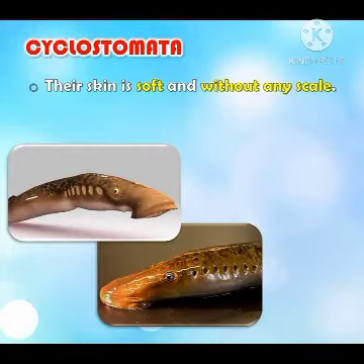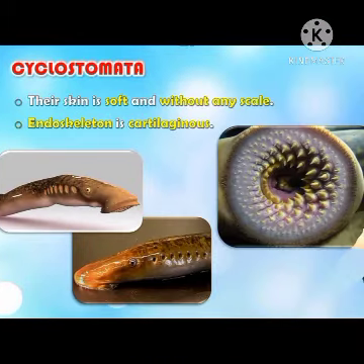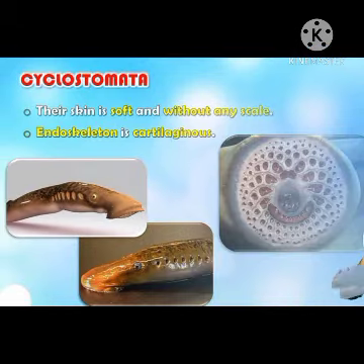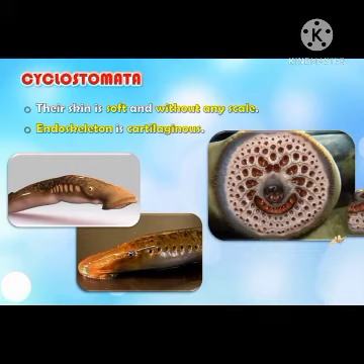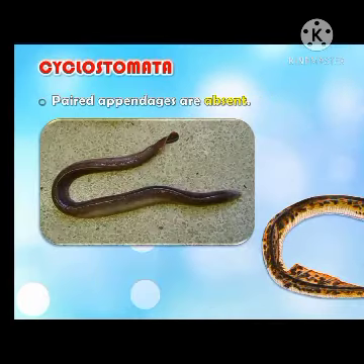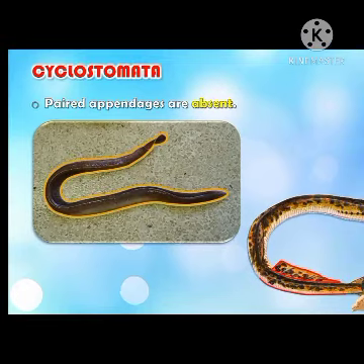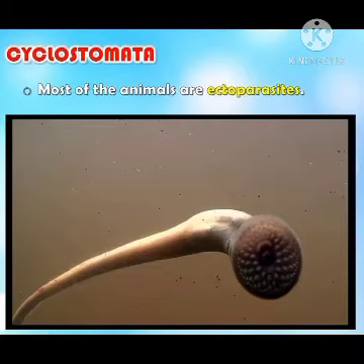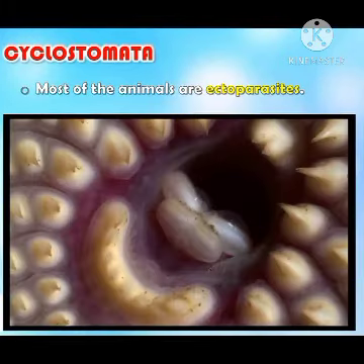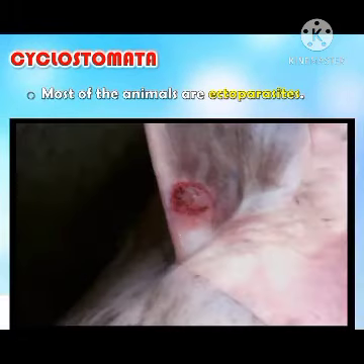It is also called a type of ectoparasite. Their skin is soft and without any scales. Endoskeleton is cartilaginous, that is, a soft type of bone is present in them. Paired appendages are absent. If you observe them, they have only one fin, that is a single fin. Most of the animals are ectoparasites. They suck the blood of fish. The bite mark is also present on the fish.